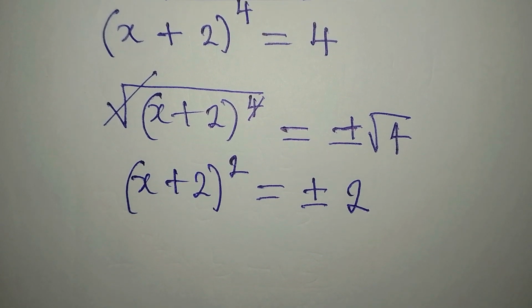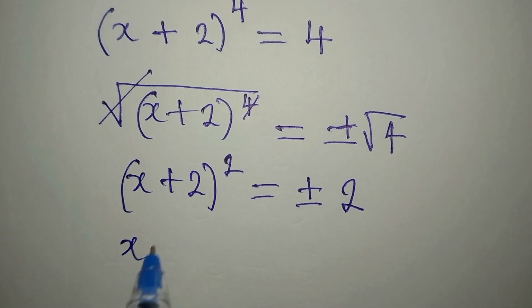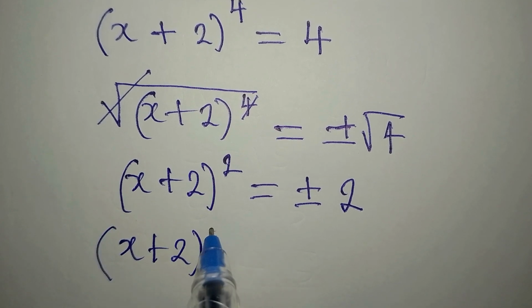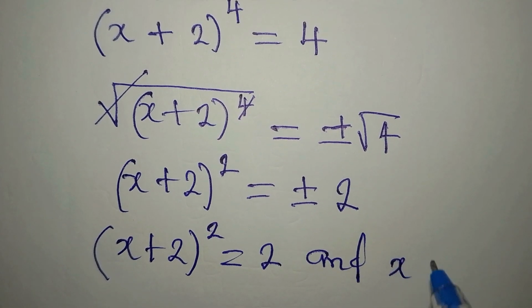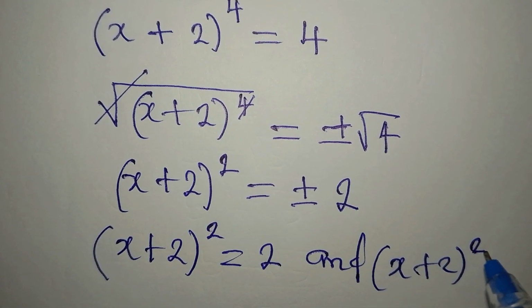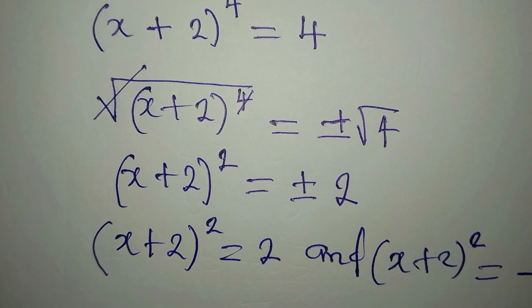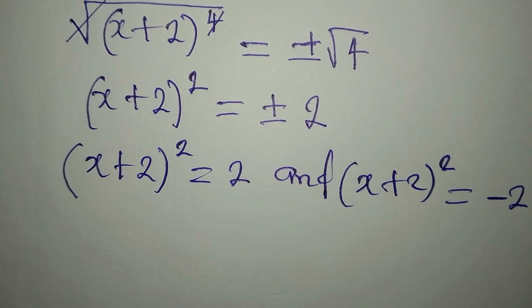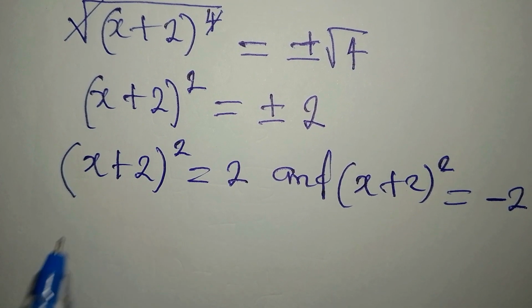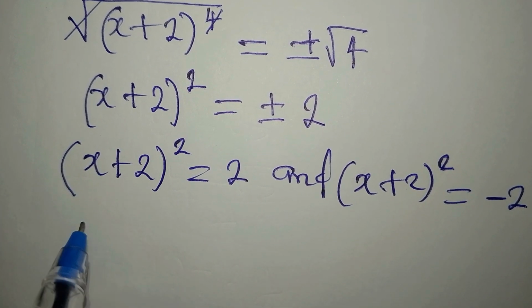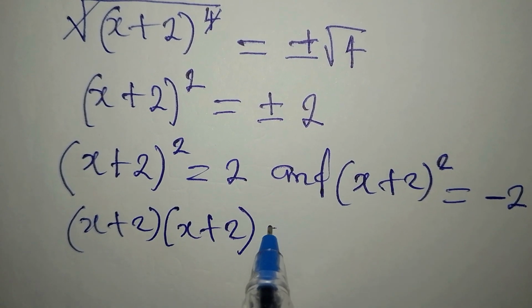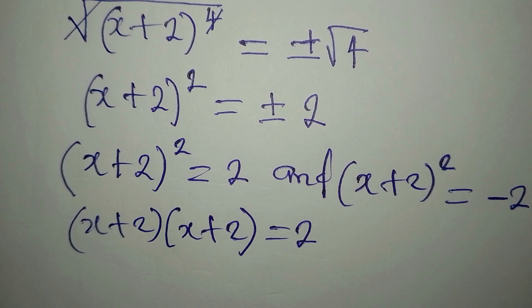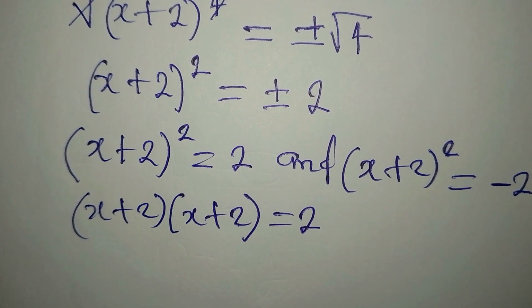And this means that we're going to have two equations. We have the first, (x + 2)^2 = 2. And then the second equation is (x + 2)^2 = -2. Okay, these are the two equations. We will deal with this one first. So let's open this. This is (x + 2)(x + 2) = 2. This looks impossible, but we can solve it.